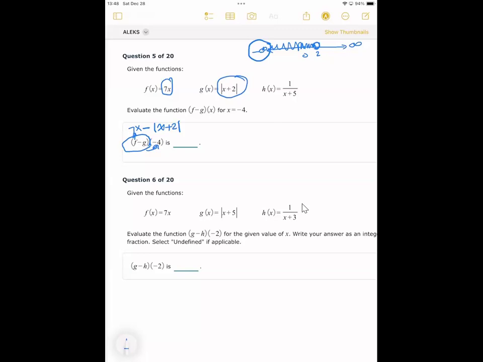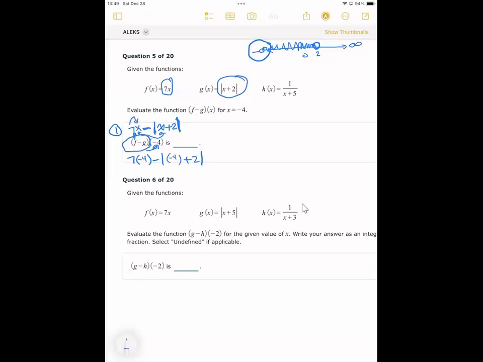And what it's telling you is to now substitute negative 4 for x's. That's what it means. It doesn't mean multiply this by negative 4. What this tells you is find f minus g, then substitute negative 4 for x. So then change x's to negative 4. That's what the second part is. First part is f minus g. Second part is substitute negative 4 now.